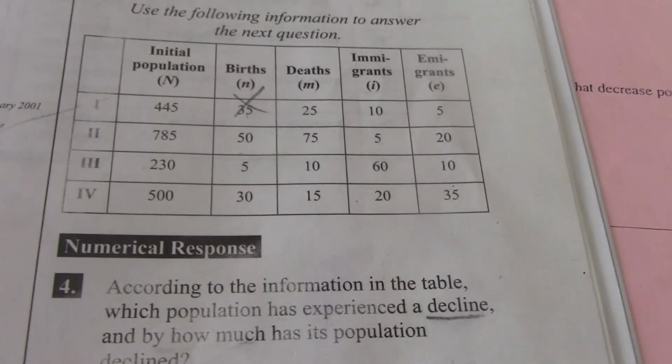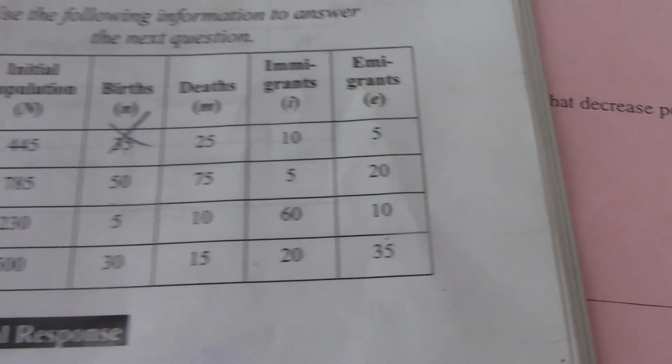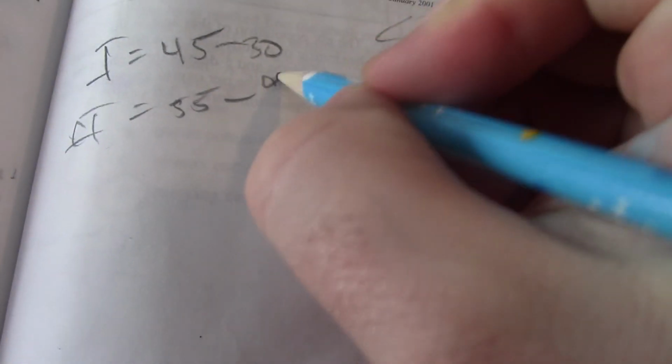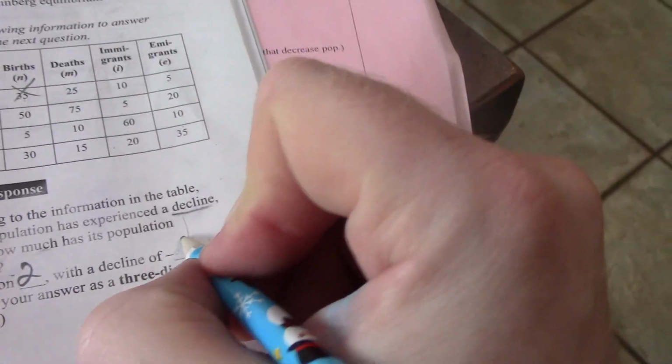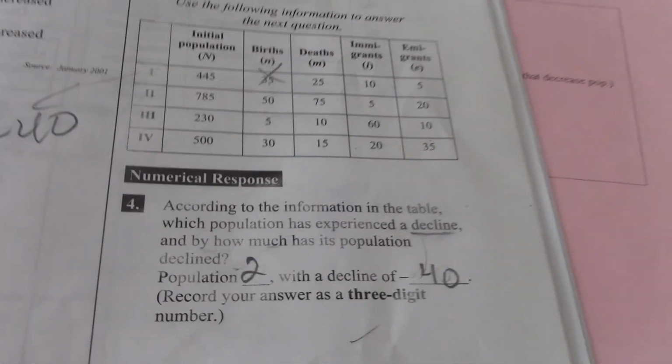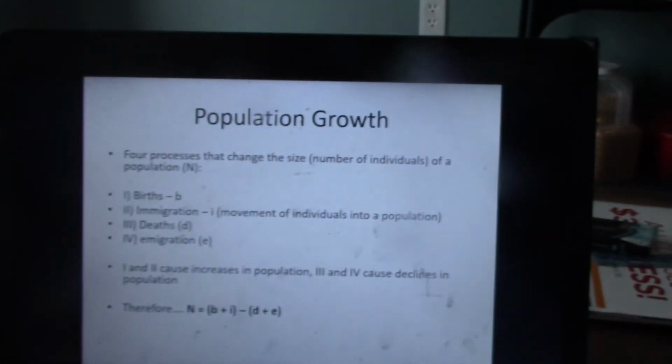55. So there are 5 immigrants and 50 births. So we look at population 2. There are 55 individuals that increase the population, and then 95 individuals that decrease the population. Right? There are 75 deaths and 20 emigrants. So that would be a decline of 40. So my answer is population 2 with a decline of 40 individuals. Okay. So that's your population growth equation. All right.